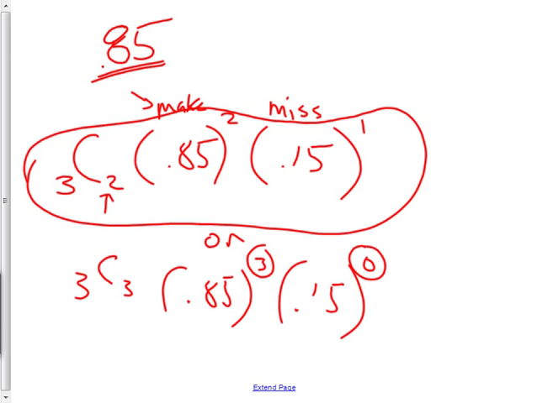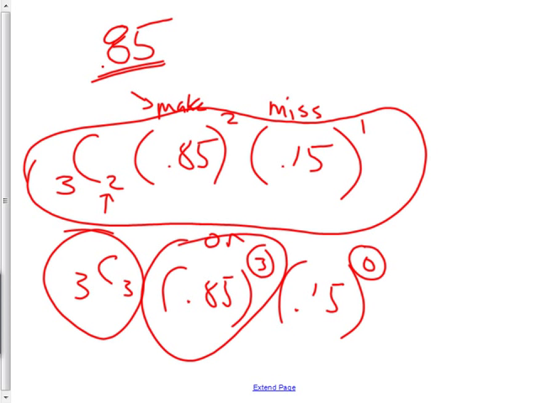That's probably the hardest kind that there is. You times it by 3 choose 3, which is actually just a 1. And 1 times this. Somebody might say, well, couldn't I just have done 0.85 times 0.85 times 0.85? Yeah. But that doesn't work for all these kind. These are harder than that.